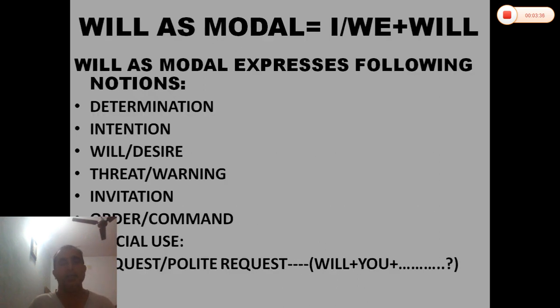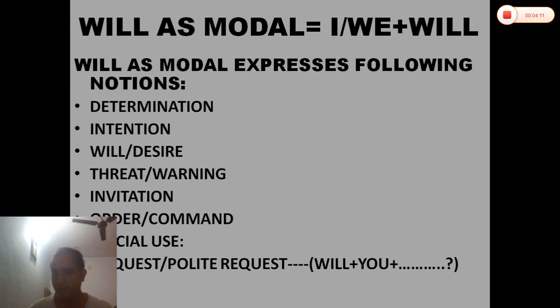Now we take will as a modal, which is I and We plus will. Why I mentioned this structure here: in future tense we use shall with I and We and with other pronouns we use will. But when we use will as a modal, we align it with I and We. Will as a modal expresses the following notions: determination, intention, will or desire, threat or warning, invitation, order, command. The special use of will is request or polite request.